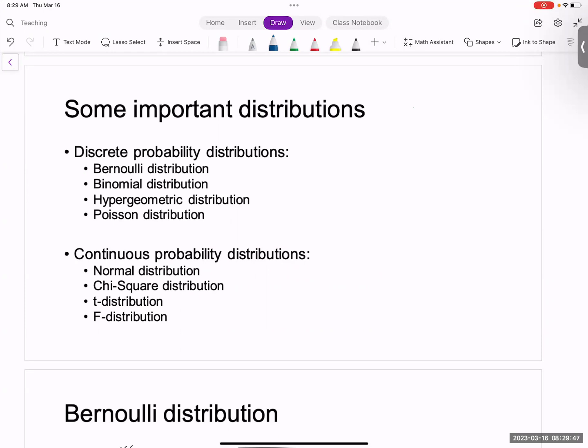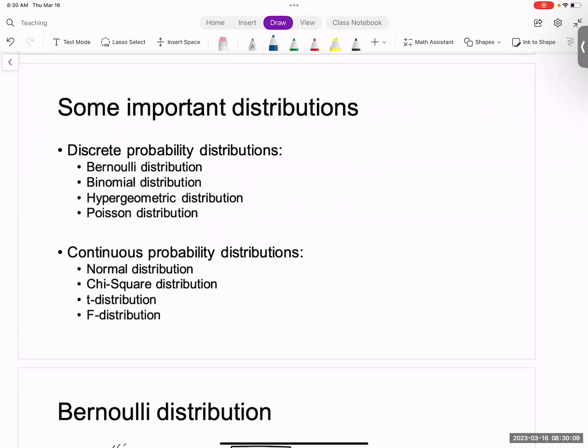Let's start today with some important distributions, and I've divided this into two halves: discrete probability distributions and continuous probability distributions. Although we have many more distribution functions, we don't really talk about all of them because they're not directly useful here. Even in this case, we'll talk about the first four, which are useful, and then in terms of continuous probability distributions, we'll just talk about the normal distribution. All right, so let's get started.